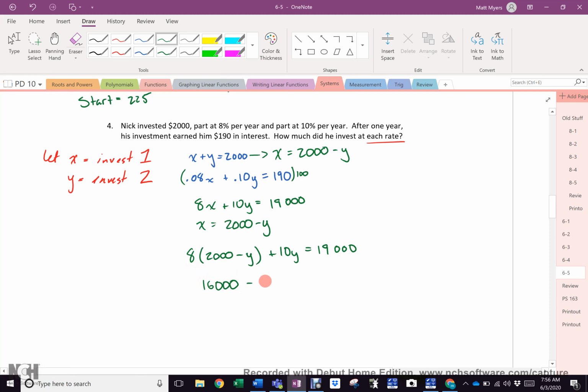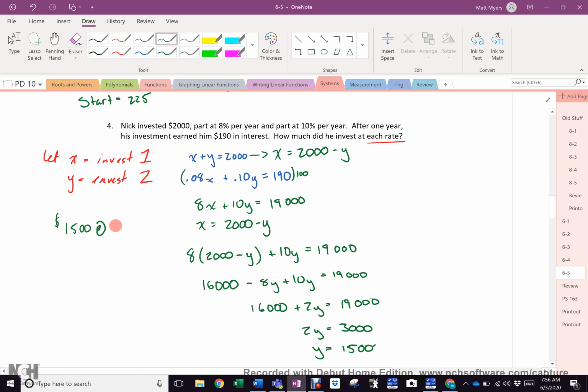16,000 minus 8y plus 10y equals 19,000. 16,000 plus 2y equals 19,000. 2y equals 3,000. y equals 1,500. So investment 2 is y, 1,500. So he invested $1,500 at 10%, which means he invested $500 at 8%.